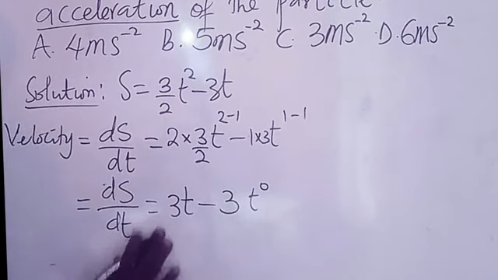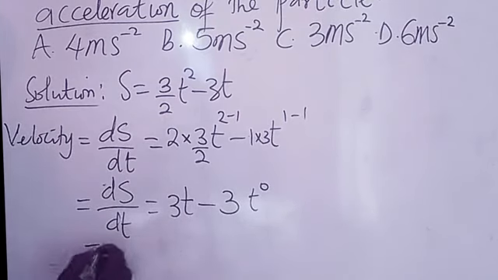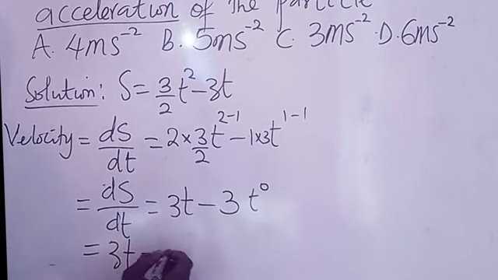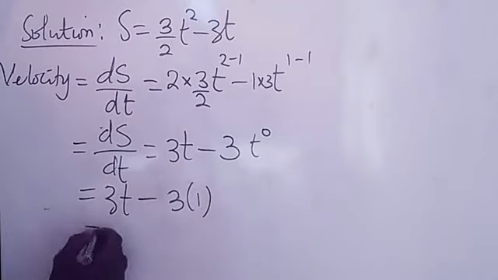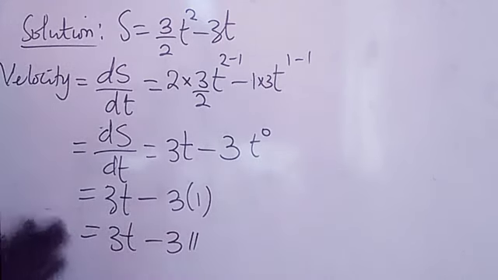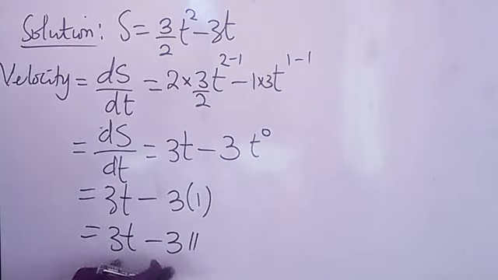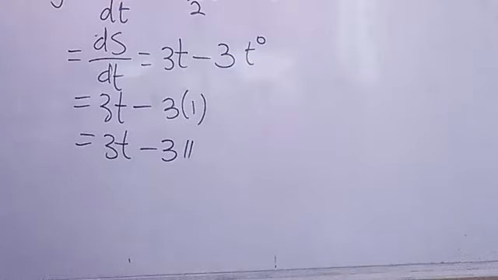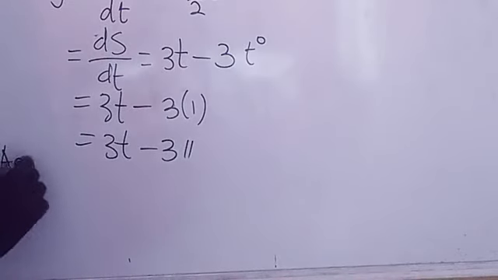So we're going to have this to be 3t minus 3 into 1, because t raised to power 0 is 1. We're going to have 3t minus 3. This is what we get for the velocity. Now the acceleration.